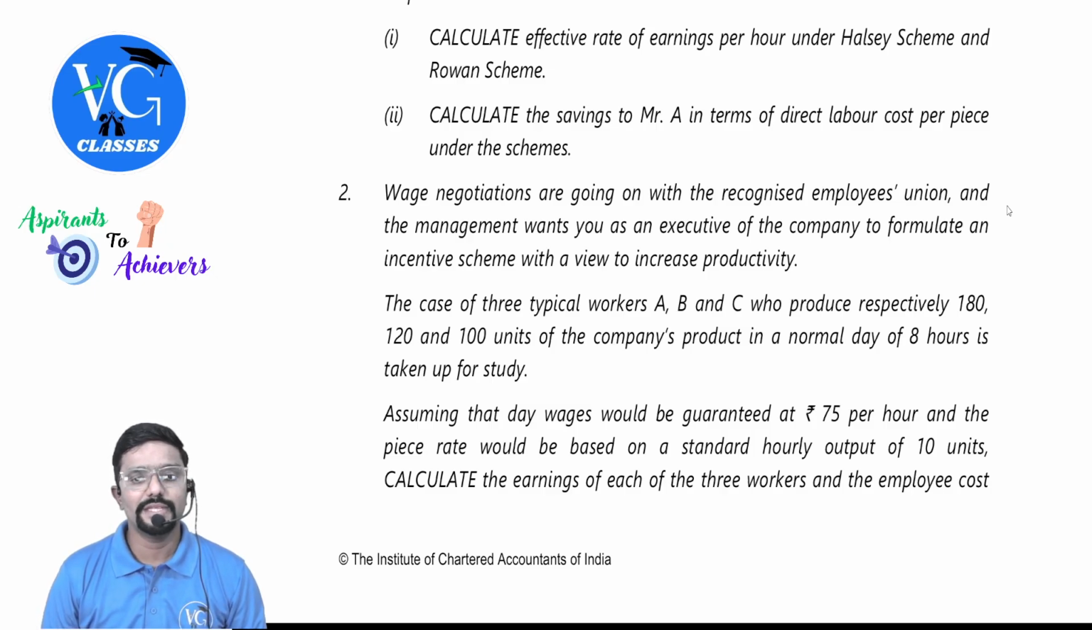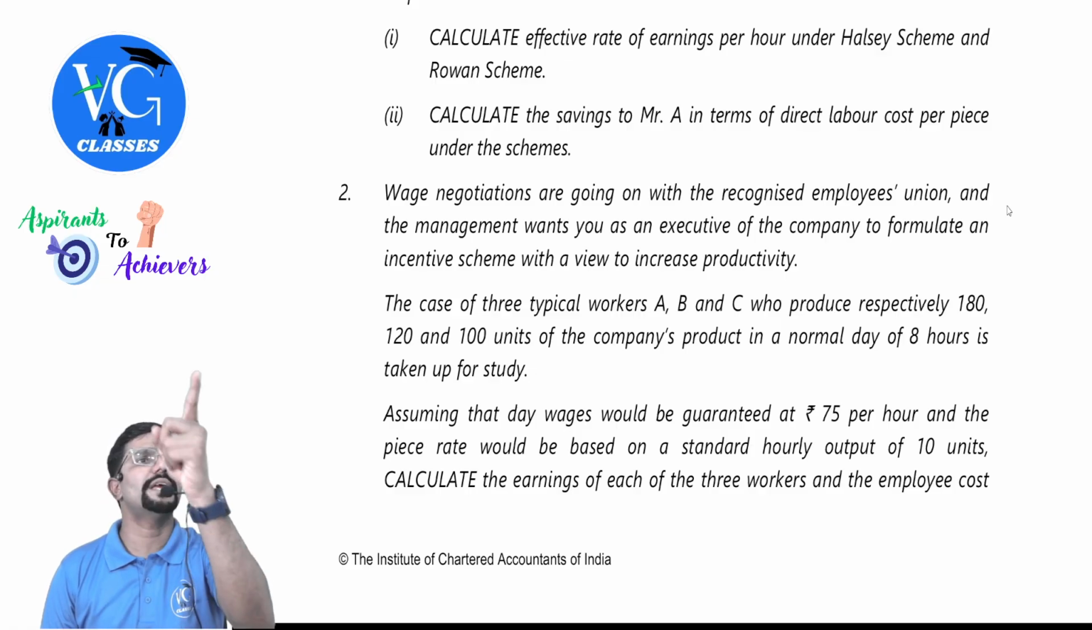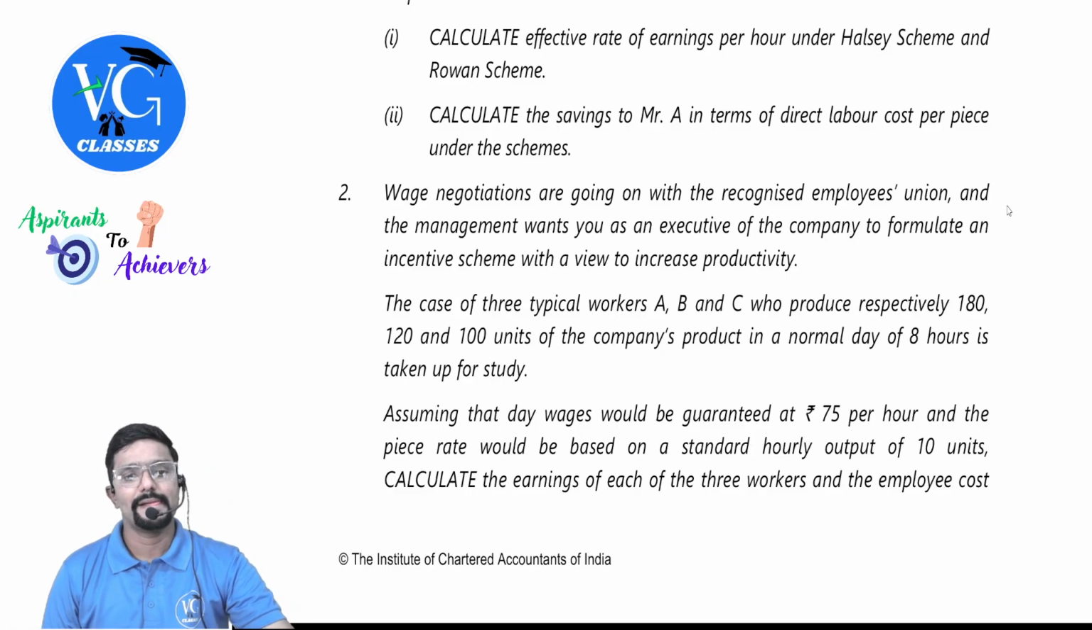Assume that day wages would be guaranteed at 75 rupees per hour. In a day, how many working hours? 8 hours, so 75 into 8. And the piece rate would be based on a standard hourly output of 10 units. Means in an hour, how many units you are supposed to produce? 10 units as per standard.